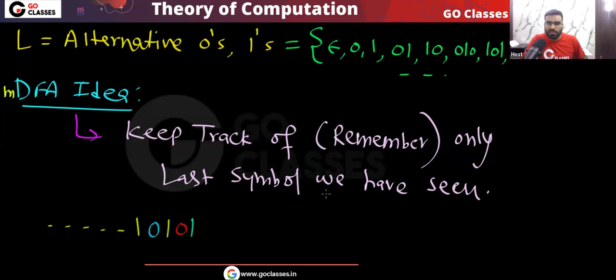Do you agree with me? We will only remember what is the last symbol we have seen so far. Yes or no? Just remember what the last symbol is. For example, if this is your last symbol seen so far, then the next symbol should be 0.